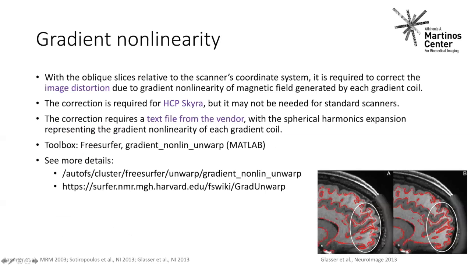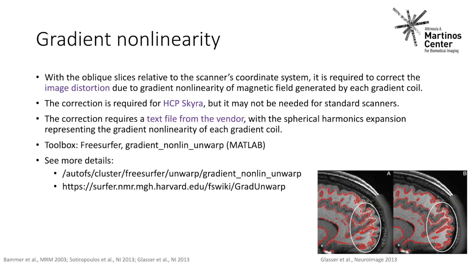So the first thing is gradient nonlinearity. With oblique slices relative to the scanner's coordinate system, it is required to correct the image distortion due to gradient nonlinearity of the magnetic field generated by each gradient coil. The correction is required for Connectom scanners, but it may not be needed for standard scanners. And the correction requires a text file from the vendor with a spherical harmonics expansion representing the gradient nonlinearity of each gradient coil. So you need to get the file from the vendor. It's usually on the scanner.